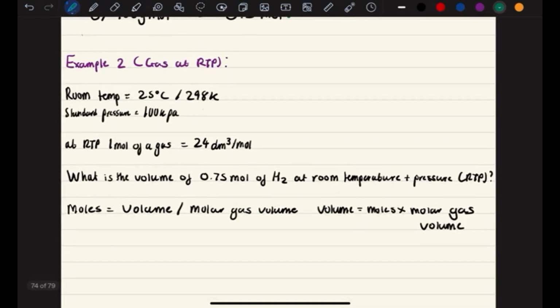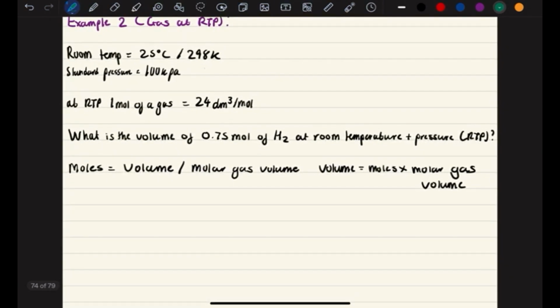Now, let's do example 2, gas at room temperature and pressure. Now, note, really important to remember, room temperature is 25 degrees Celsius or 298 Kelvin, whereas the standard pressure is going to be 100 kilopascals. Cool. So at room temperature, 1 mole of a gas is equal to 24 dm cubed per mole. Really important that you remember 24 dm cubed per mole is going to be 1 mole of a gas at room temperature and room pressure.